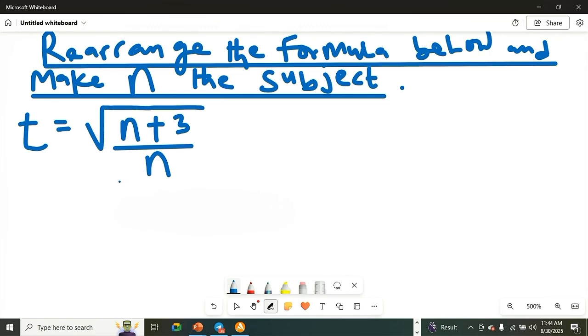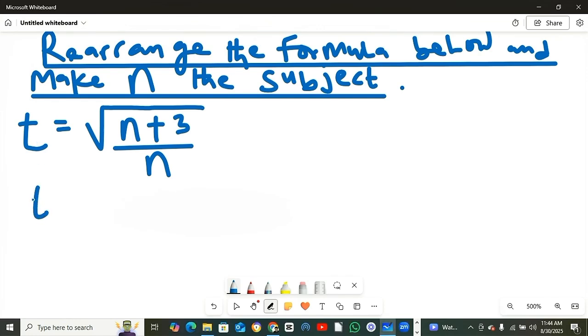In today's lesson, we will learn how to make n the subject in this formula. So the first thing we are going to do here is to eliminate this square root. To eliminate the square root, we have to square it. We introduce the opposite operation, which is squaring, and whatever you do on this side, you do on the other side.